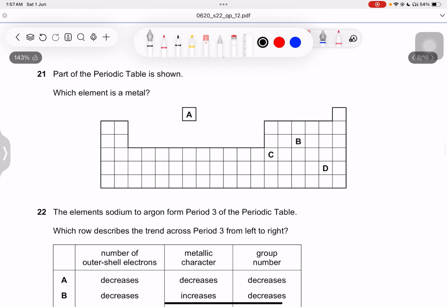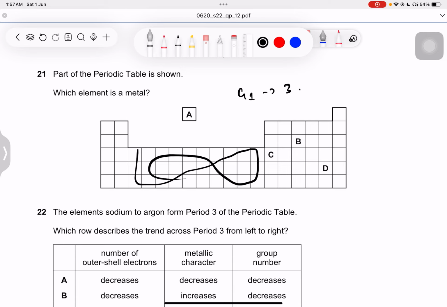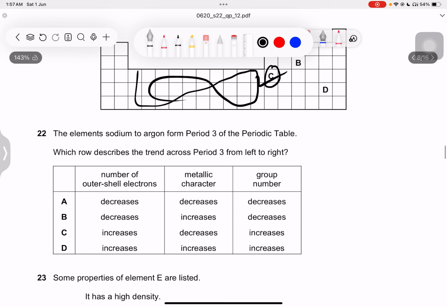Next, part of the periodic table is shown, which element is a metal? Okay, so metals are from group 1 till 3 and transition elements, all metals. So group 3 is C. Option C is correct.